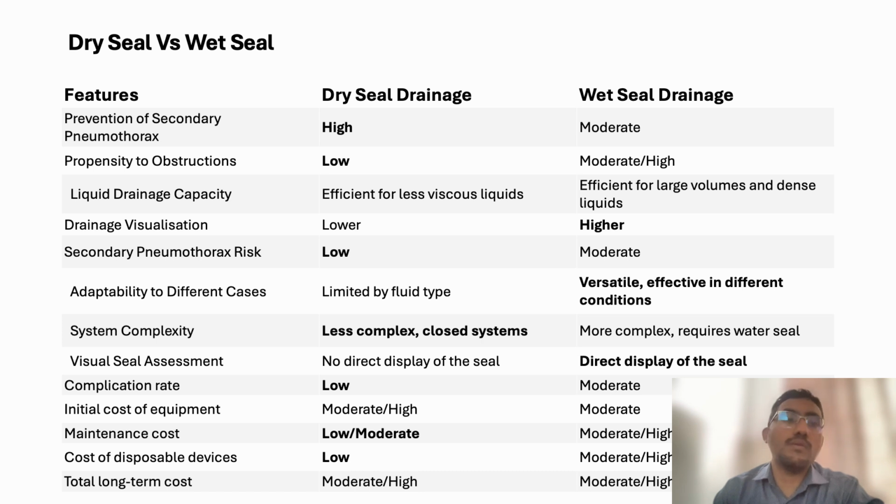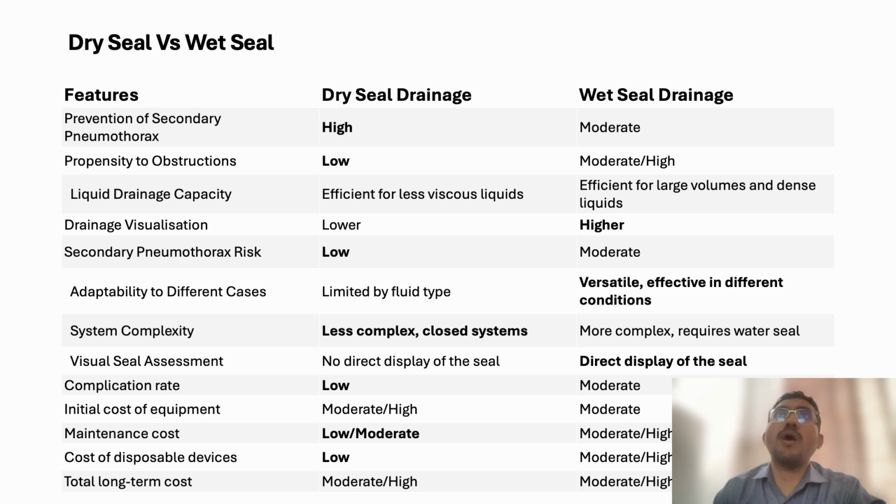So what are the differences between a dry seal and a wet seal? In dry seal drainage, the prevention of secondary pneumothorax is high, whereas it is only moderate in the wet seal. This is because if there is tipping over of the air fluid column, then the patient will develop pneumothorax in the wet seal drainage. But there is no requirement of fluid column maintenance in the dry seal, so secondary pneumothorax is prevented more in the dry seal.